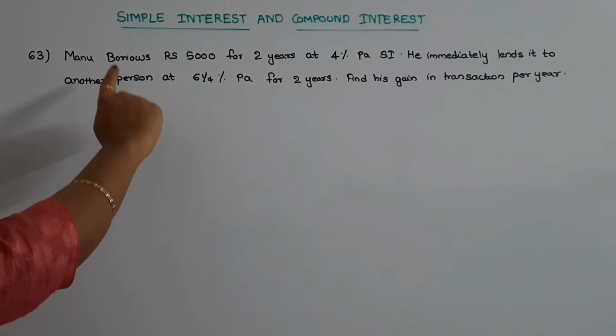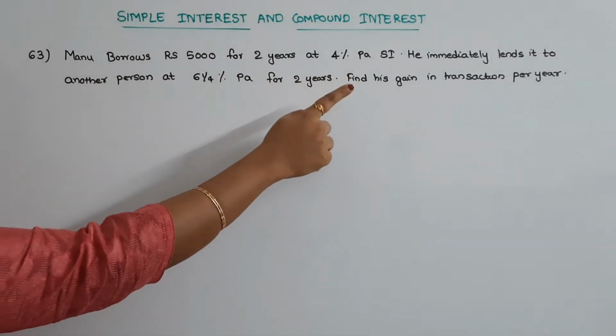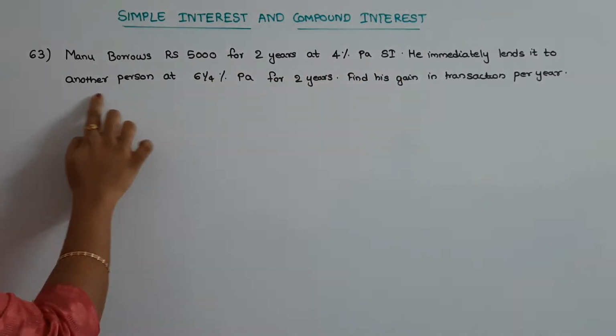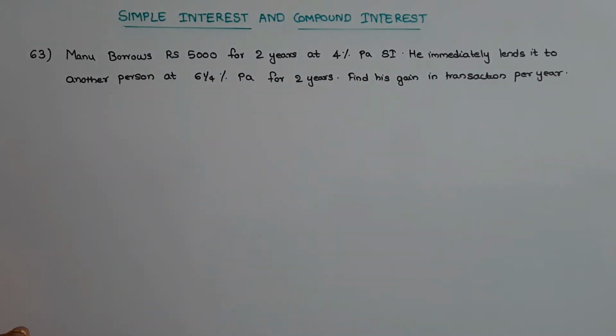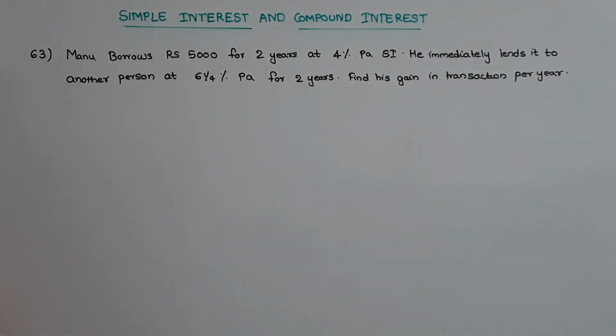63rd question is, Manu borrows rupees 5,000 for 2 years at 4% per annum simple interest. He immediately lends it to another person at 6 1/4% per annum for 2 years. Find his gain in transaction per year.